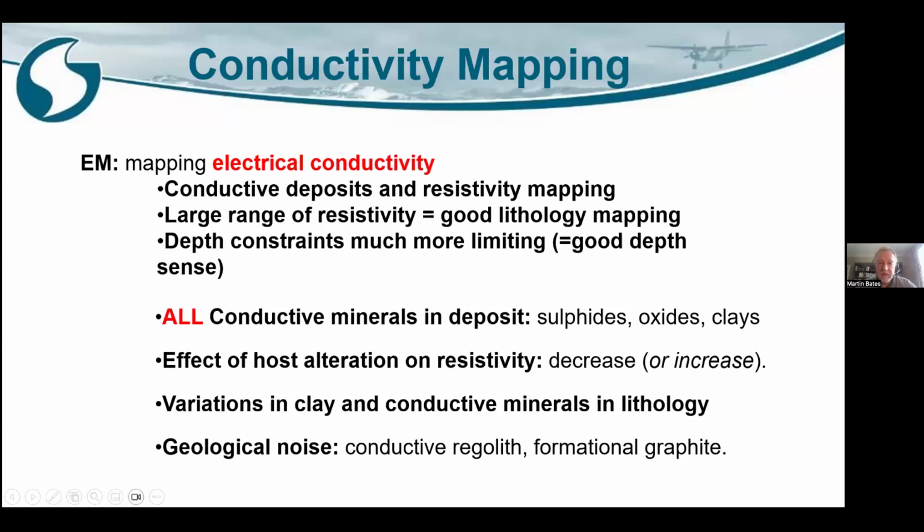The last method I want to mention is conductivity. In this case, the other methods are all passive. You're not doing anything to generate the signal. It's already there. The magnetic field is in the Earth. You get your compass out, and it tells you where north is because the magnetic field exists.